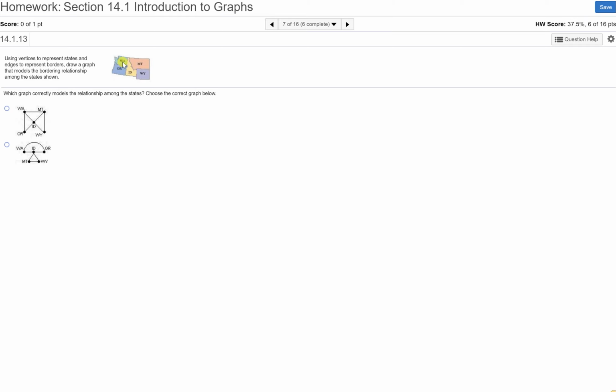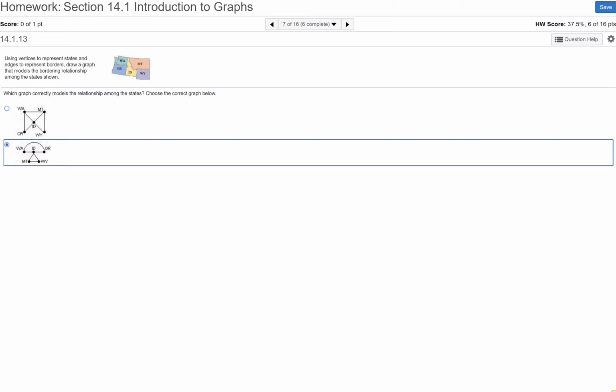Let's see this one. Washington is about bordering, I hope. Borders O. So this one goes with that one and that one. So Washington goes with Oregon and Idaho. And no, it doesn't touch Montana, so this is wrong. So it has to be D. Okay.